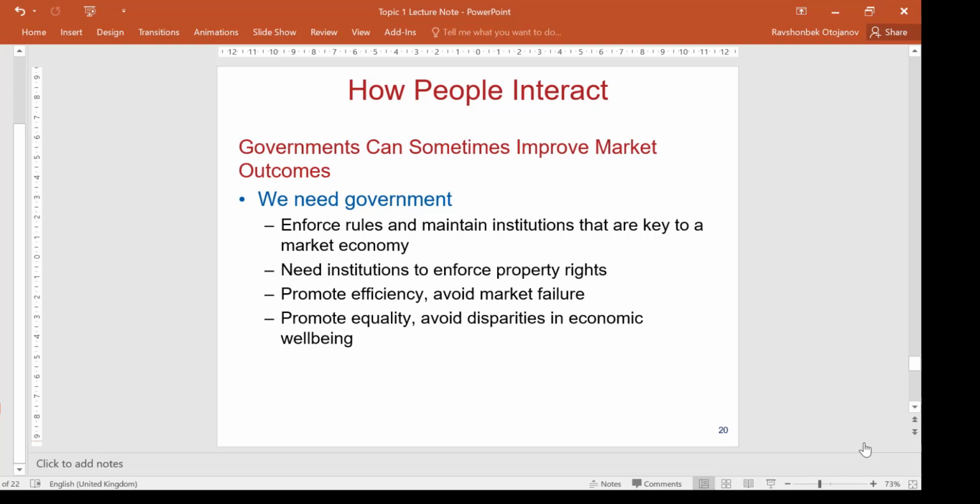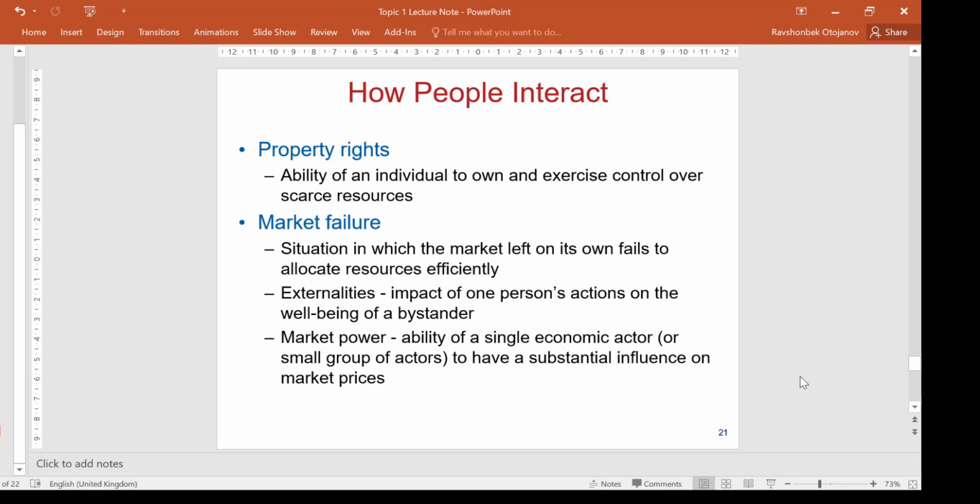And markets fail sometimes. Resources are not allocated efficiently. Then we need the government to intervene. And maybe resources are not allocated equally. So we need the government to promote equality and reduce income inequality. Let's look at these cases one at a time.